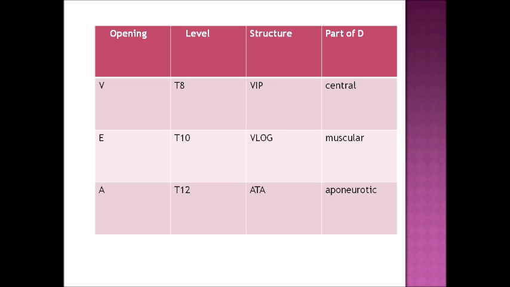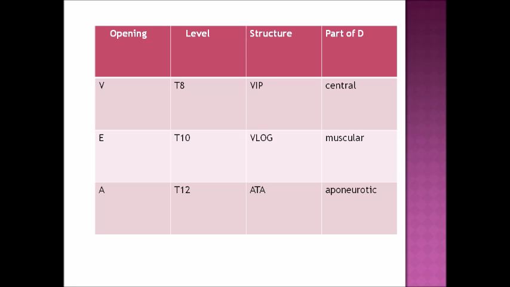You have to remember VEA, that is V stands for vena cava, E stands for esophagus and A stands for aorta. Now the level at which each opens into the diaphragm is very simple to remember. It starts at thoracic 8 vertebra, that is T8, then just add 2 subsequently. For esophagus it would be 8 plus 2, that is T10, and for aorta it would be 10 plus 2, that is T12.